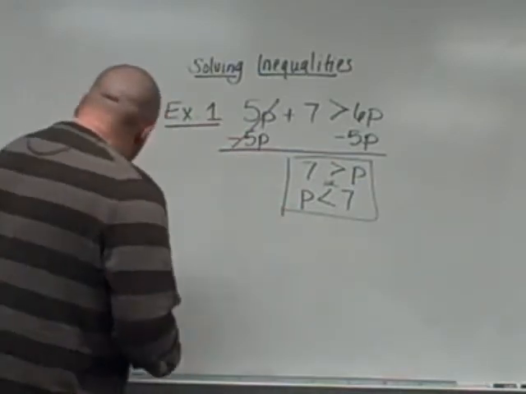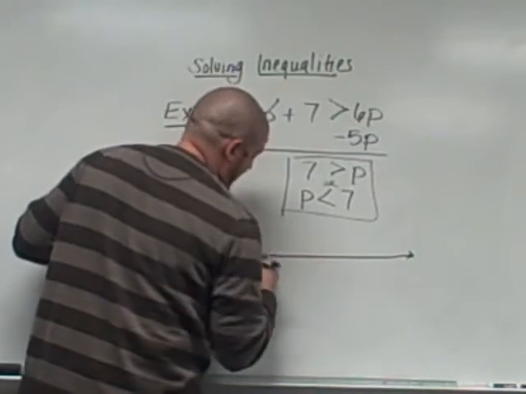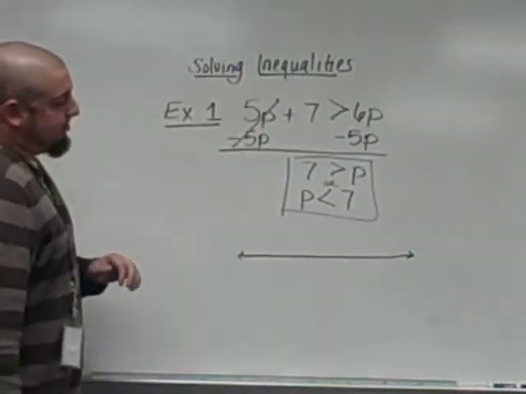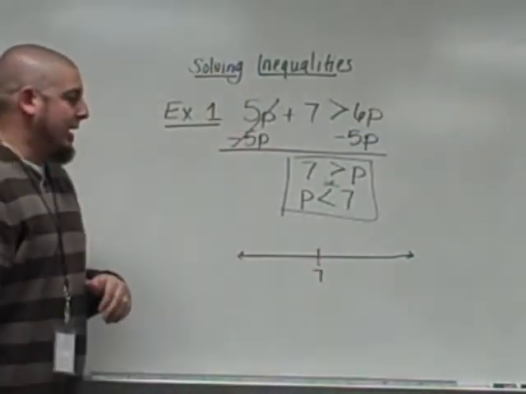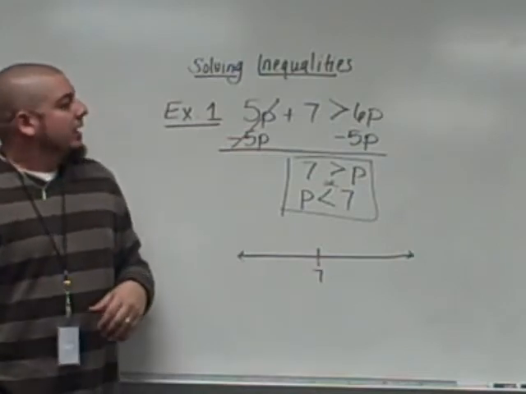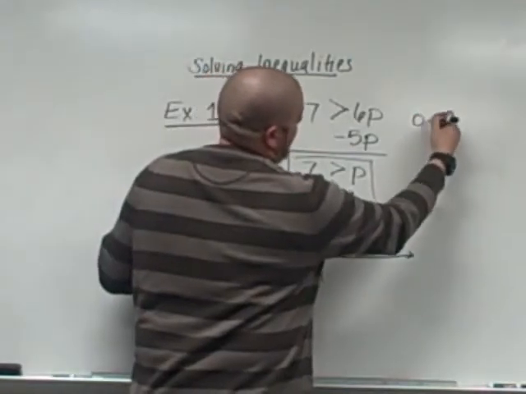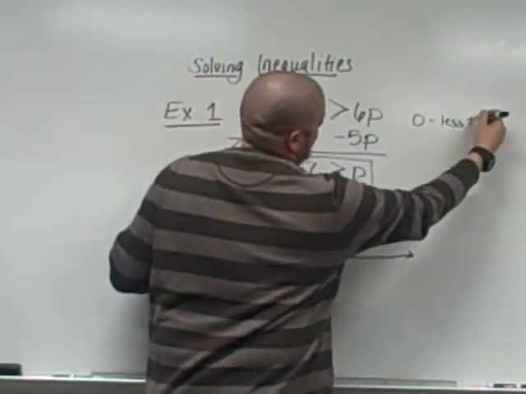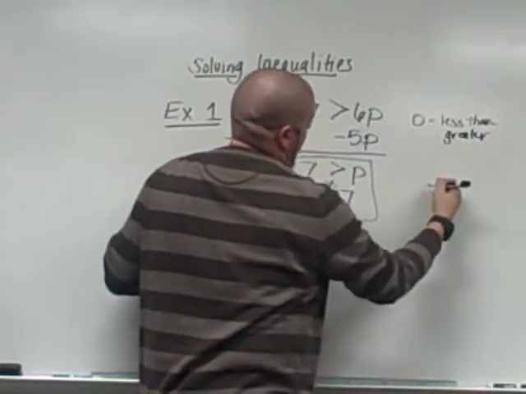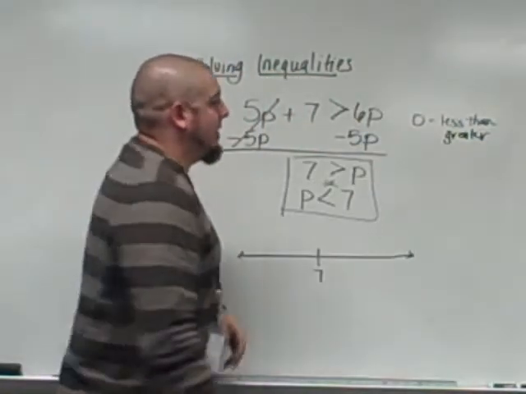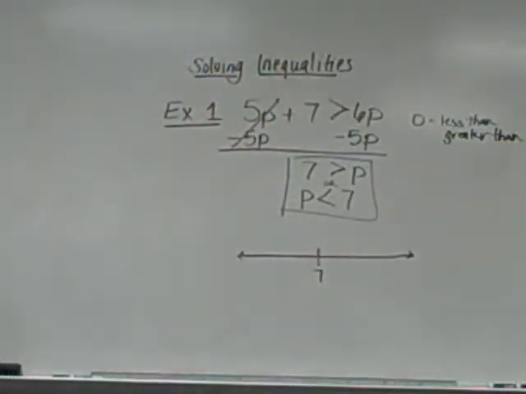Alright, so when I graph this, all I expect you to do whenever you don't have a number line given to you is draw your number line, take the number you solved for, and drop down the 7. Now you need to determine what kind of circle you're going to have. An open circle means less than or greater than. So if your sign is a less than sign or a greater than sign, then you're going to have an open circle.